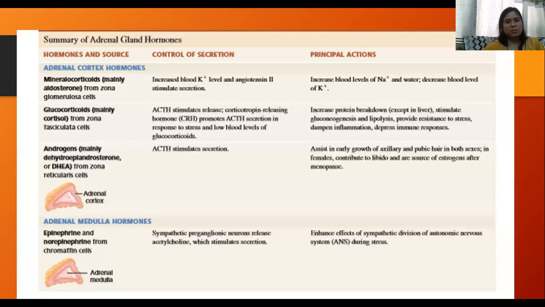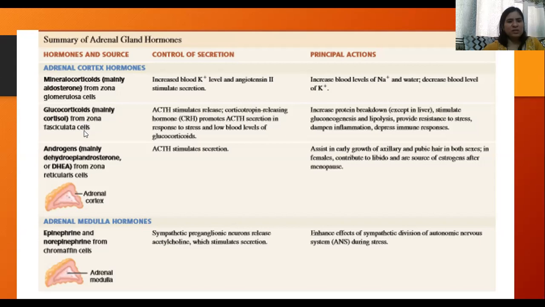So here's the summary. You can see, or can take notes also. Mineralocorticoids are mainly from the zona glomerulosa. Increased blood potassium levels and angiotensin 2 levels stimulate the secretion. The principal action is increased blood levels of sodium and water and decrease in blood level of potassium.